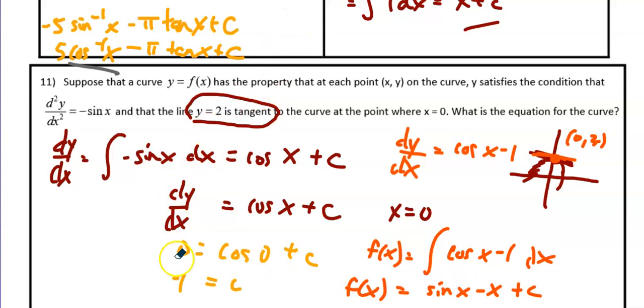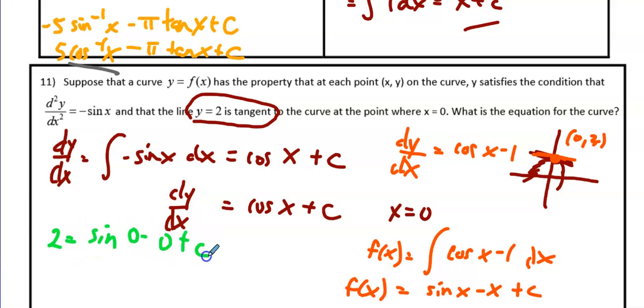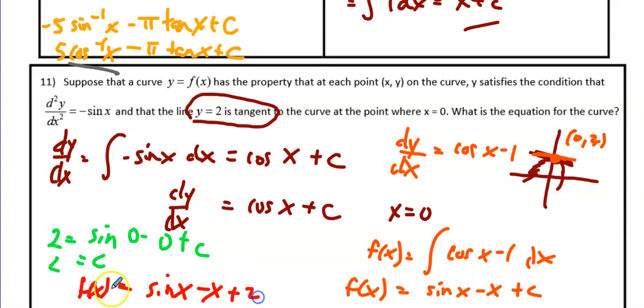So let me erase this little piece right here, because we already know what that is now. And let's continue on with the problem. And so when y is equal to 2, we have this, right? And so this is just going to be 0. So c is going to be equal to 2. So our final answer for this problem is going to be f of x is going to be equal to sine of x minus x plus 2. And now this satisfies everything that we have in our problem right here.